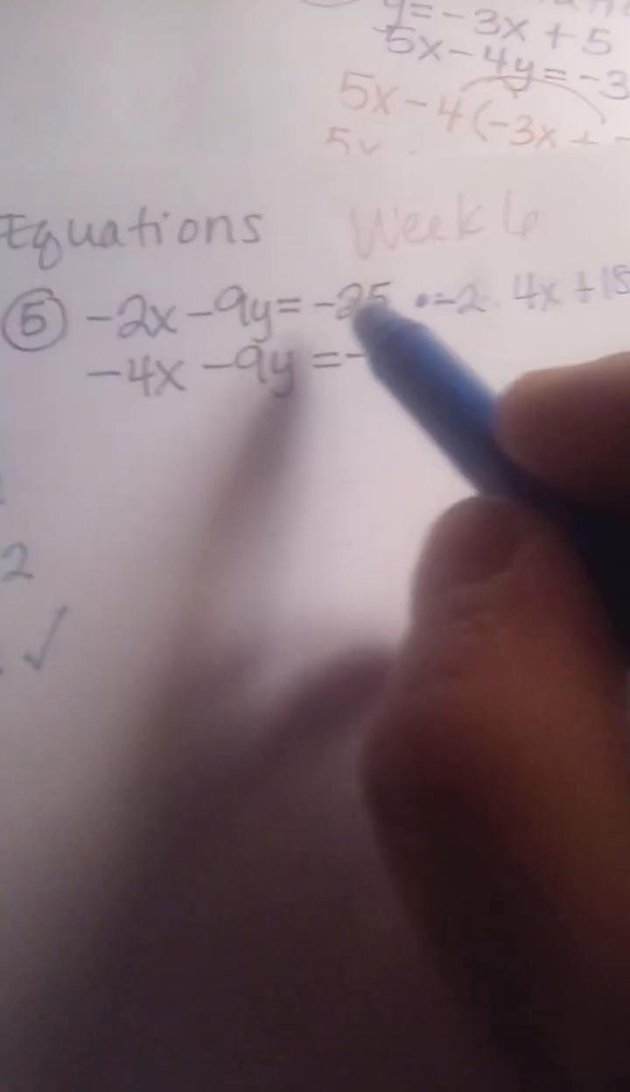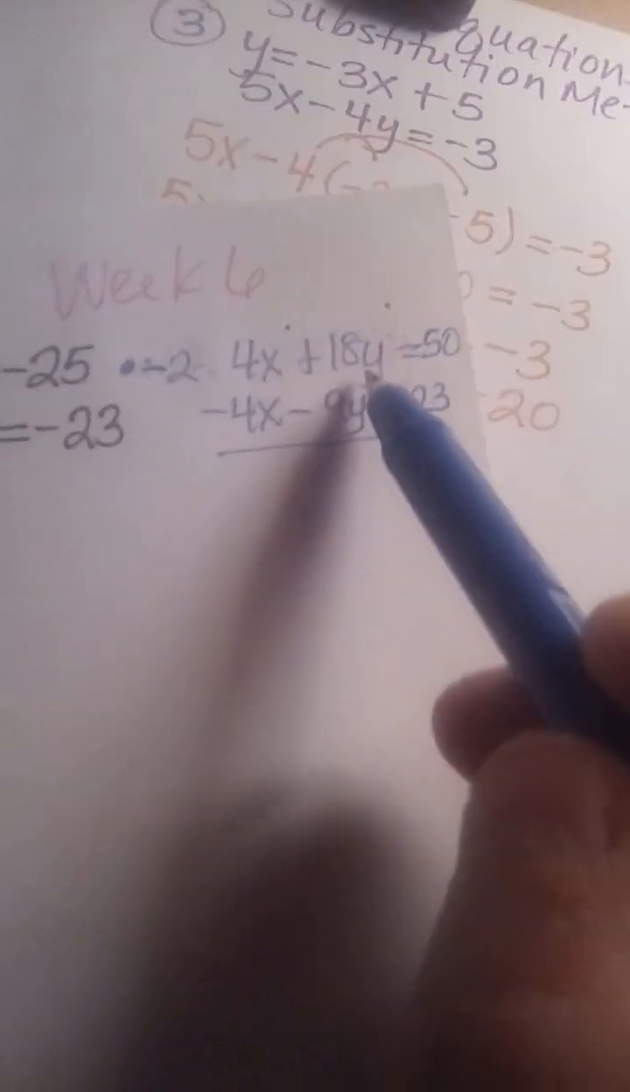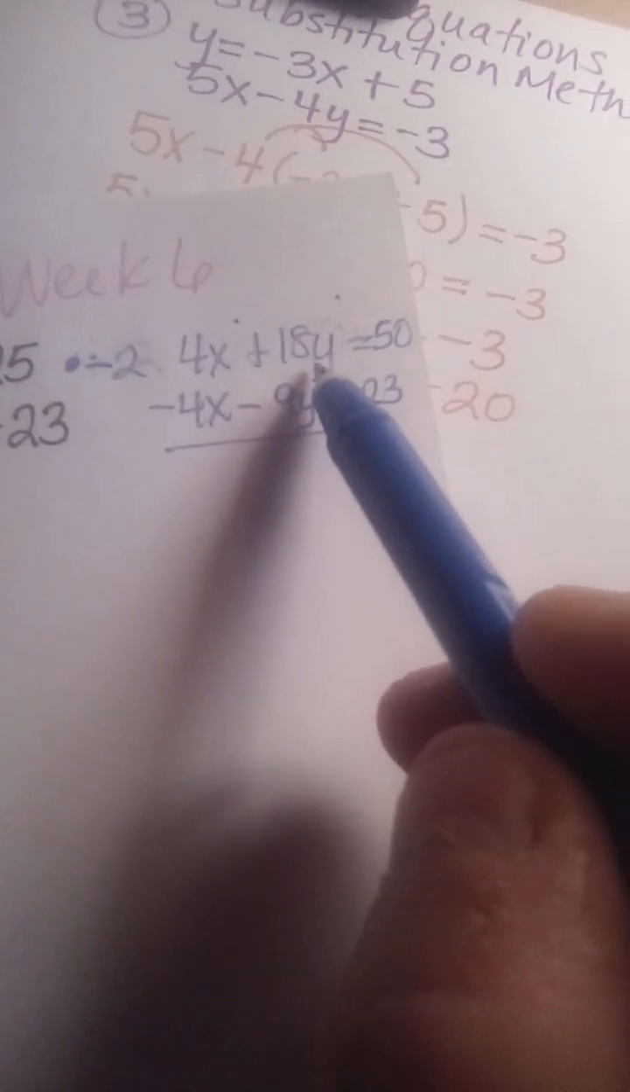Then we have negative 25 times negative 2 is a positive 50. And then bring down the original equation. This will eliminate the x's completely. So I'm going to use this part. 18y minus 9y, that gives us a positive 9y. Then we have 50 minus 23, that gives us 27.